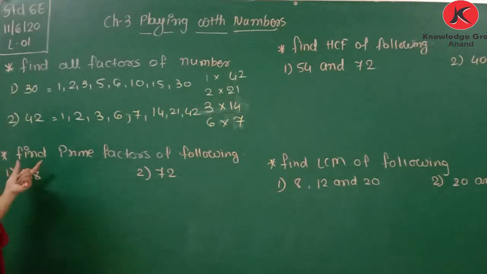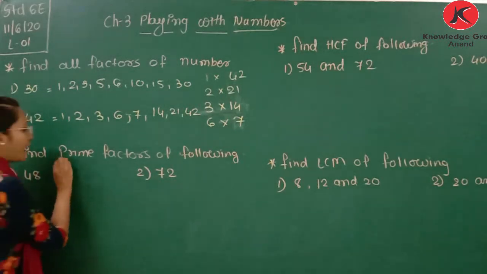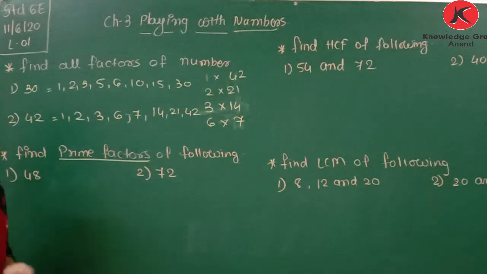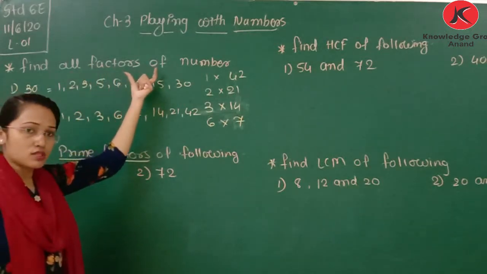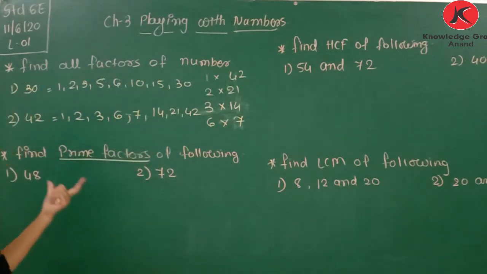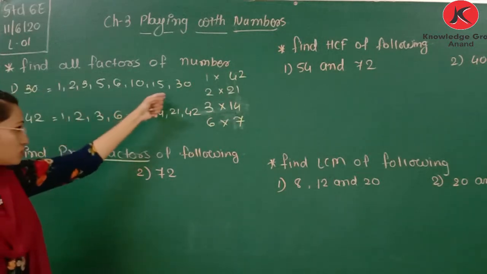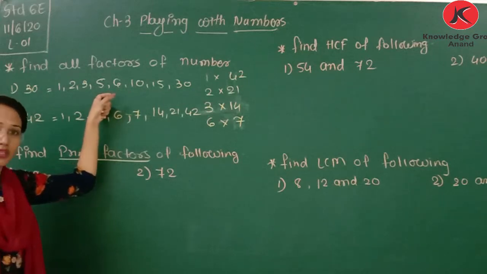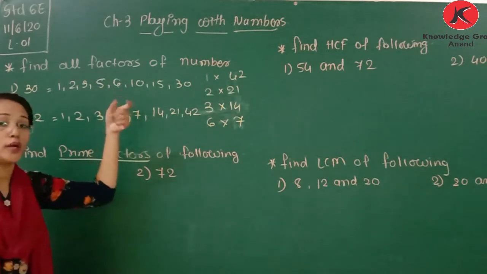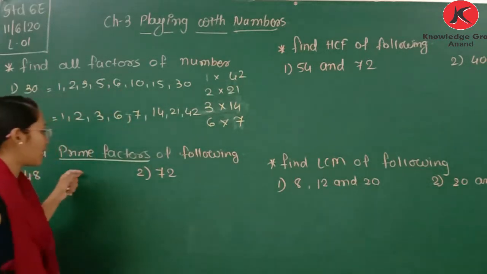Now next method is find prime factors of the following. Now here only factors is written, and here in the question it is written prime factors. So if it is prime factors, અહીંયા તમને જોવા મળશે કે આ બધા prime numbers નથી, means they are factors but they are not prime factors. Now we will find the prime factors.